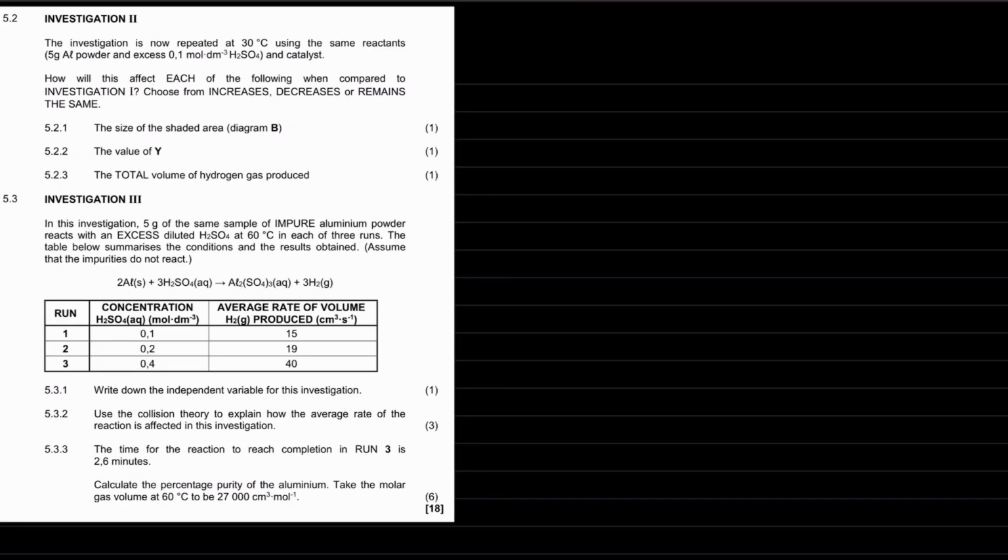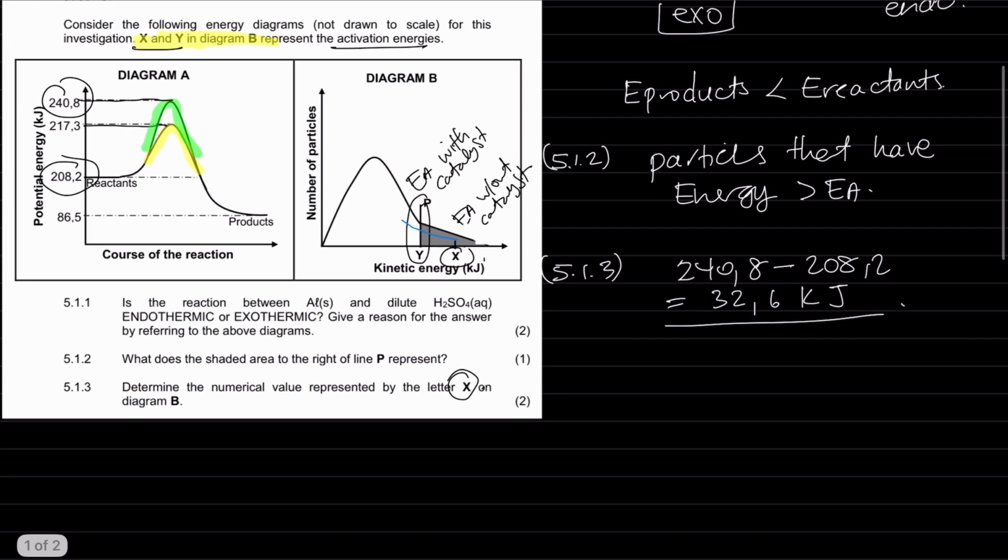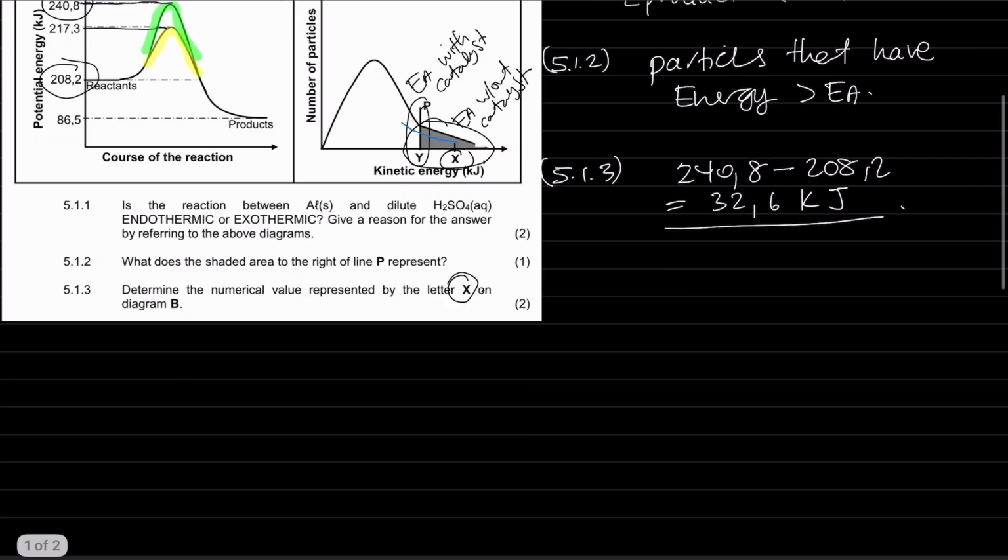Taking a look at the next part of the question, the investigation is now repeated at 30 degrees Celsius. So it was 60, now it's 30, using the same reactants and catalyst. How will this affect each of the following when compared to investigation 1? So the size of the shaded area. So they want to know how is it going to affect that.